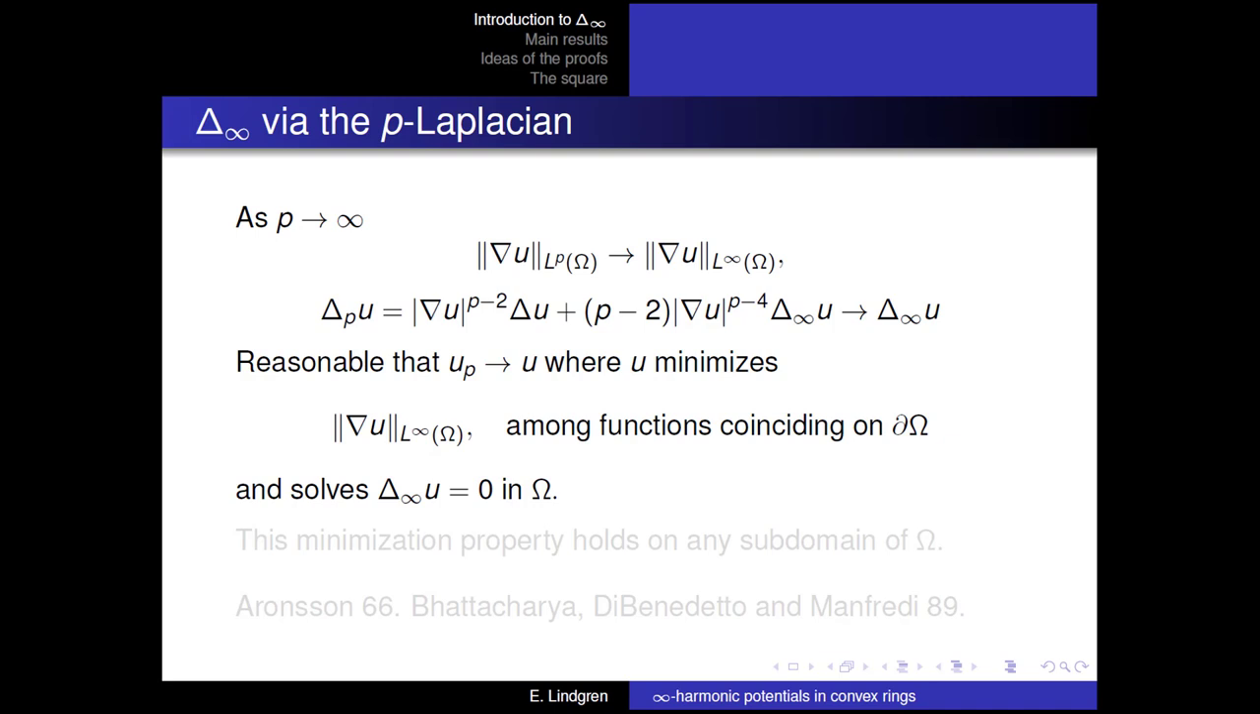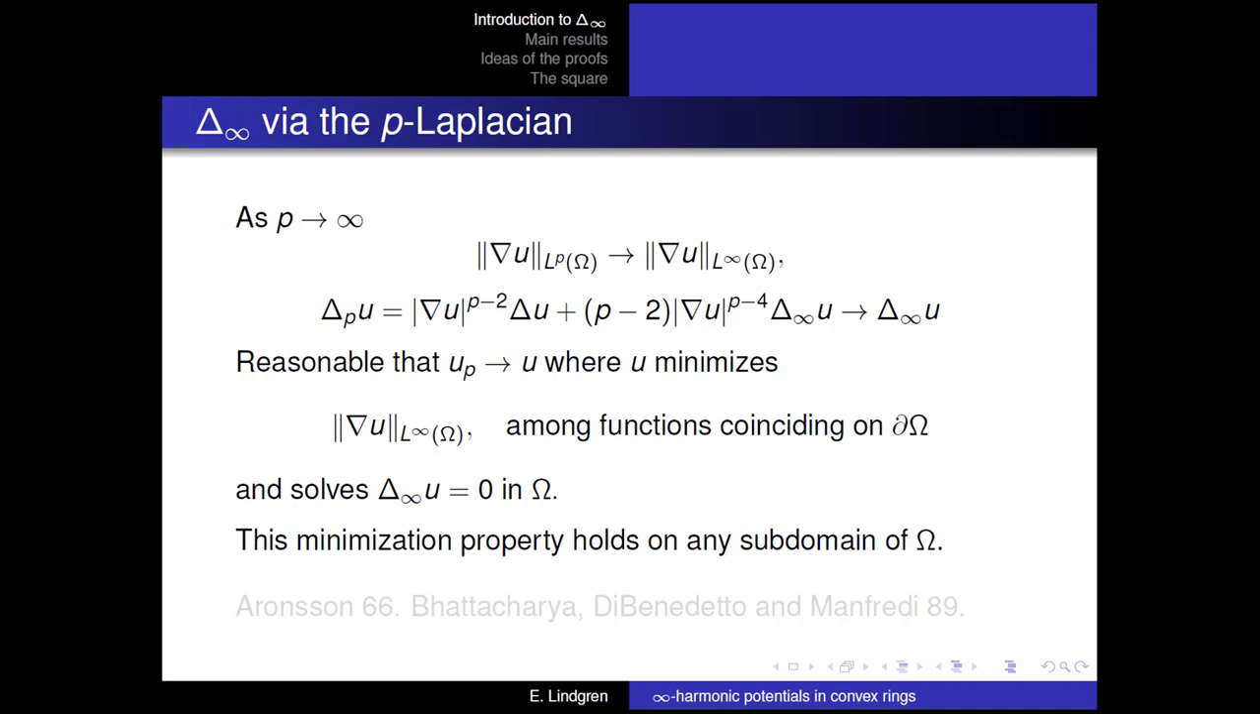But if we take a U inside omega, then this U we have before passing to the limit would be a minimizer in any subset of omega. So in fact, in the end, this minimization property will hold on any subdomain of omega, which is important.